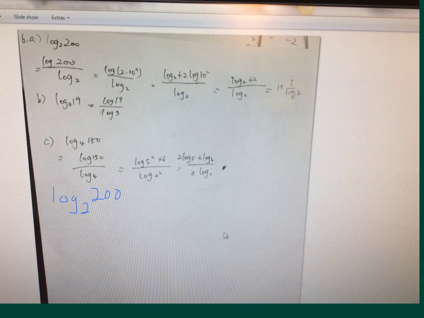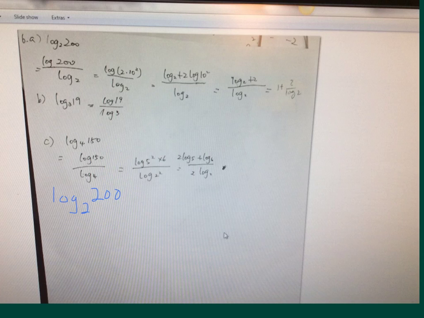So what we would do there is we would try to find the nearest exponent of 2 to get to 200. So we're going to try to find 2 to the exponent something that gets us just a little bit under 200, and then 2 to the exponent something that gets us just a little bit over 200.